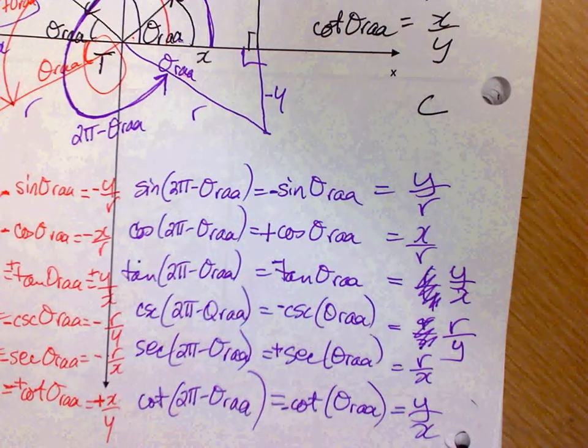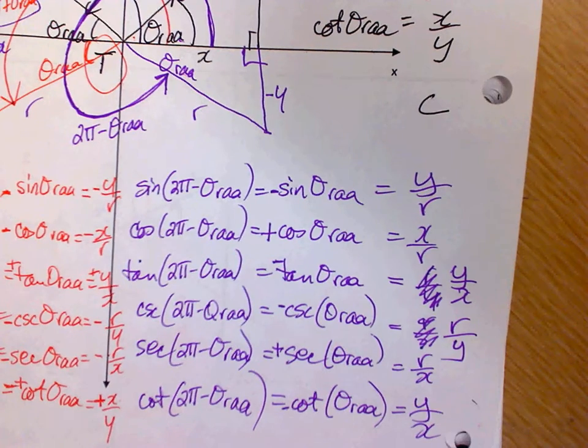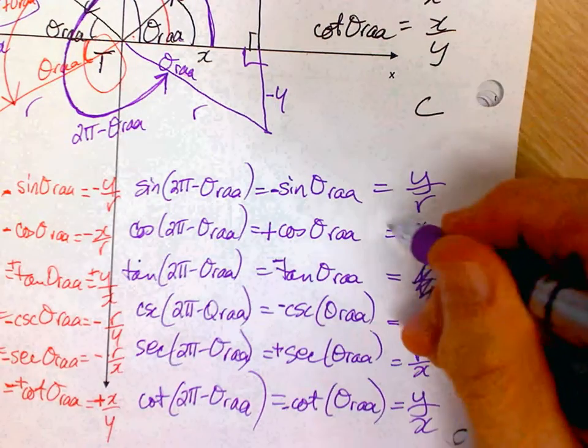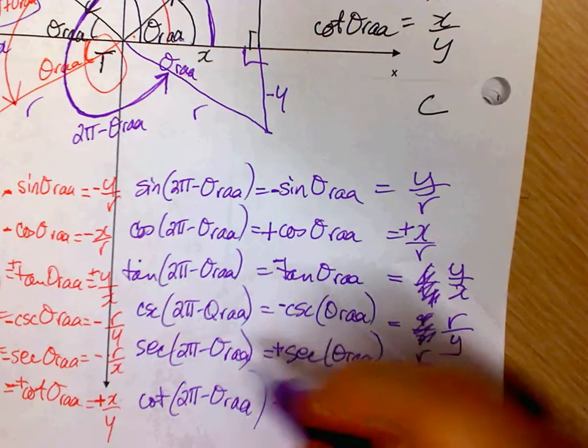Okay, so cos is positive. That one's positive. Cos and its reciprocal are positive. The rest are negative.